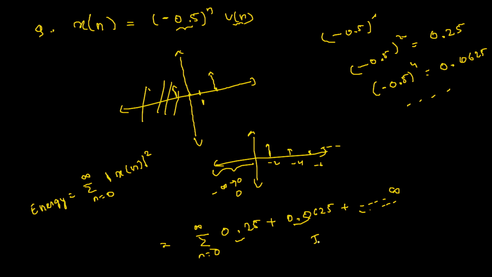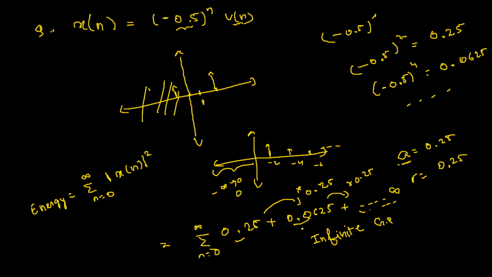This represents an infinite GP, an infinite geometric progression where my A is 0.25. A is the first term of the geometric progression, and R is again 0.25. As you can see, this is into 0.25, again into 0.25. That's what's going on. So we know that the formula for the sum of infinite terms in a GP is given by A divided by 1 minus R, as long as your R is lesser than 1.